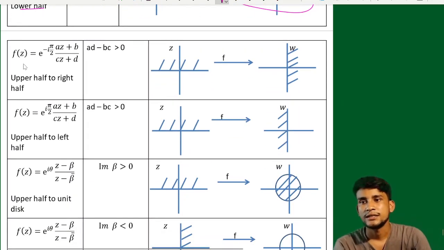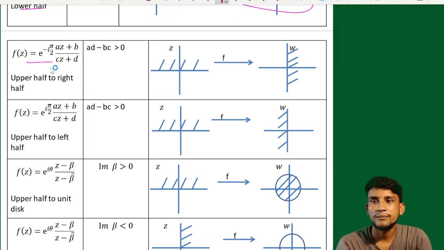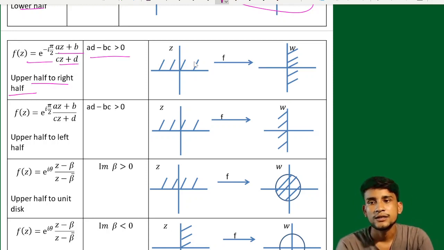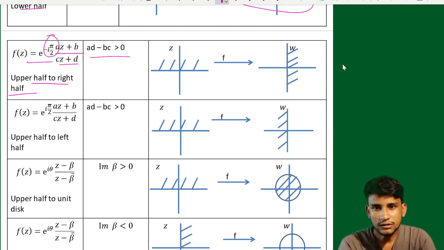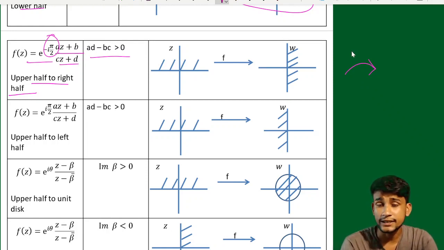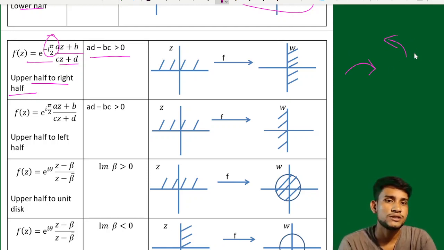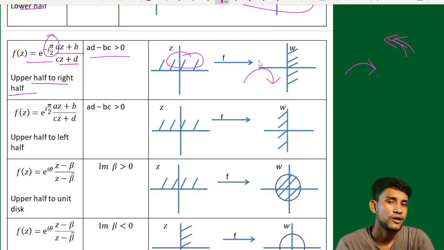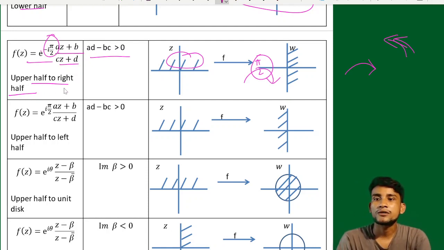Now the next one is f(z) equal to exponential minus i pi by 2 into az plus b by cz plus d, condition ad minus bc greater than 0, upper half to right half plane. So what does exponential minus i pi by 2 mean? Remember that generally we measure the angle anti-clockwise. So this is the theta angle, and the upper half goes to this side, that means it is rotated clockwise by pi by 2, so there is a negative sign. So upper half to right half plane.